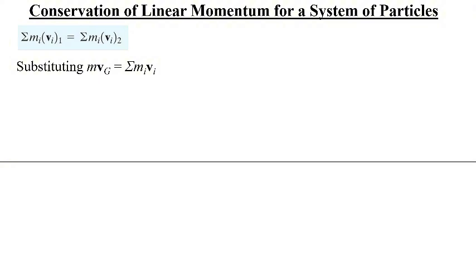So we know that mvG is equal to the summation of mivi. So we can also write that vG1 is equal to vG2, that is, the velocity of the mass center of the system. The initial velocity of the mass center of the system is equal to the final velocity of the mass center of the system, which indicates that the velocity vG of the mass center for the system of particles does not change if no external impulse is applied to the system.